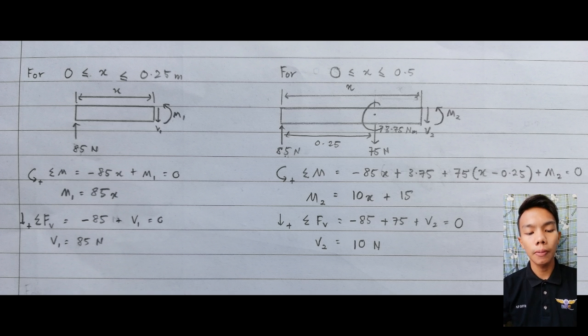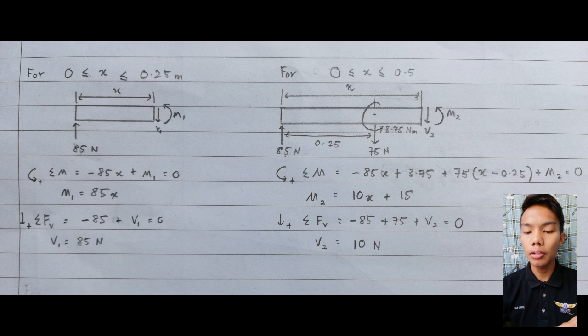So for shear force 1, here we calculate the total of forces, and the downward force is positive. So we get negative 85 plus V1 equal to 0. So V1 is equal to 85 Newton. So for the second part, the range is 0 until 0.5 meter. So this is also indicated as x.